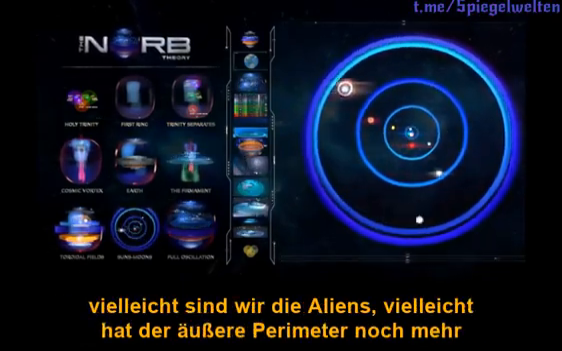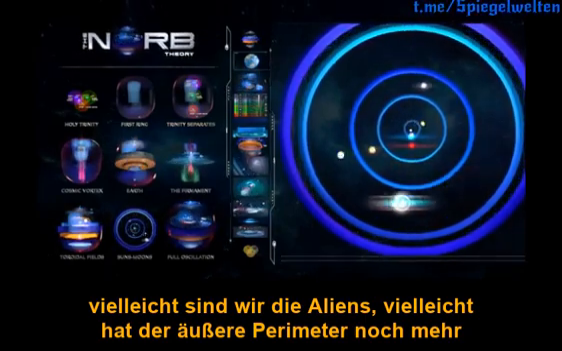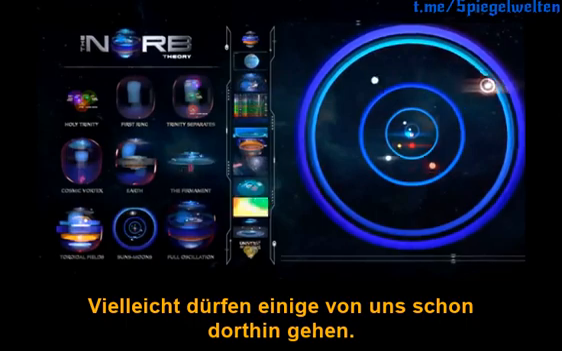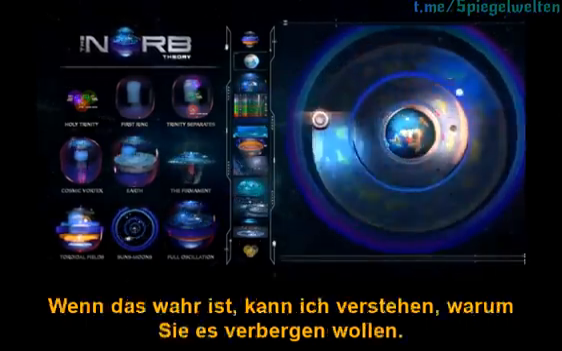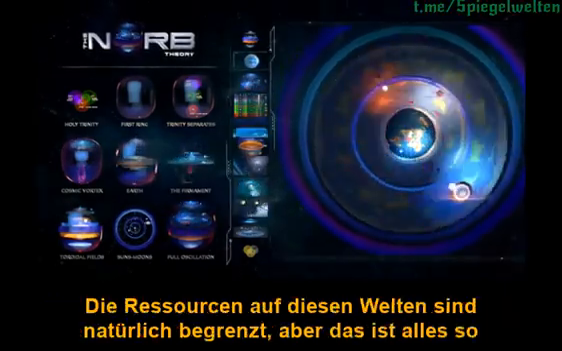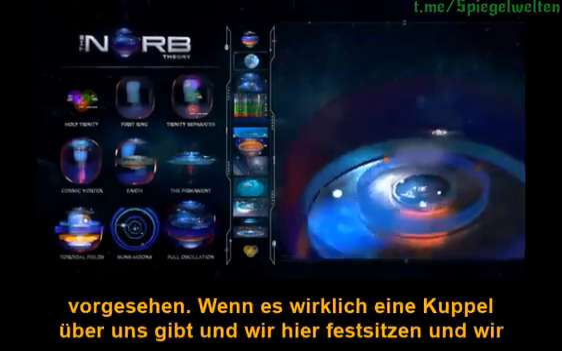Maybe we're the aliens. Maybe the outer perimeter has even more life forms and resources and inhabitable land. Maybe some of us already get to go there. One thing's for sure, if this is true, I could see why they'd want to hide it. The resources on these planes are obviously limited if this is all designed.